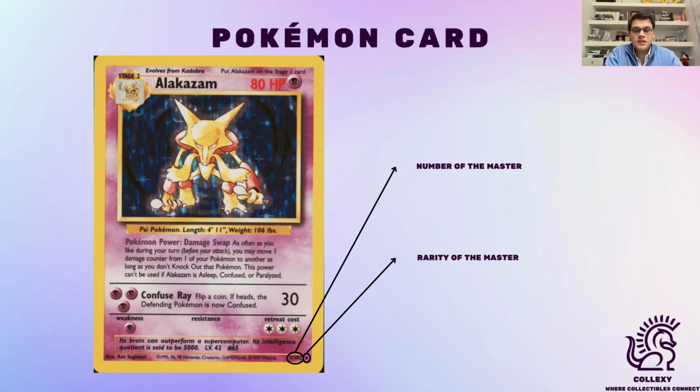Finally, the last elements that we will discuss can be found in the bottom of the Pokemon card, bottom right to be exact. You can find the number of the master, which for Alakazam is 1 out of 102, and the rarity of the master, which in this case is a star, which means it's a rare, and because it's a holofoil card, it's a holofoil rare.